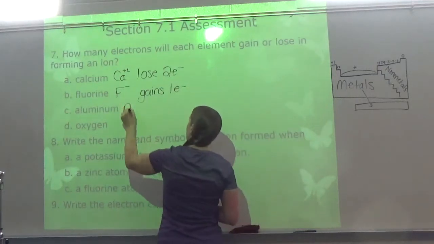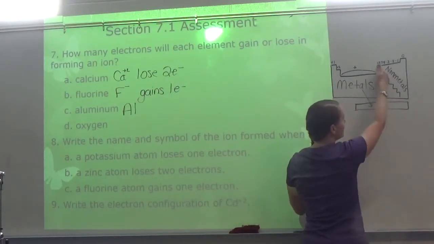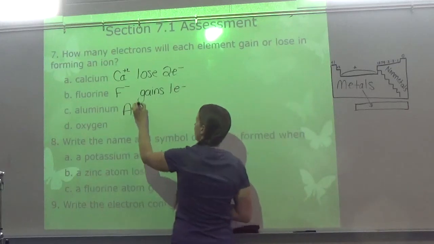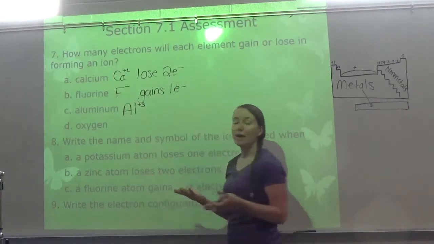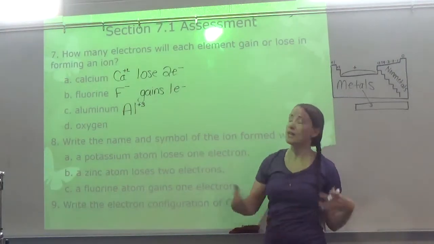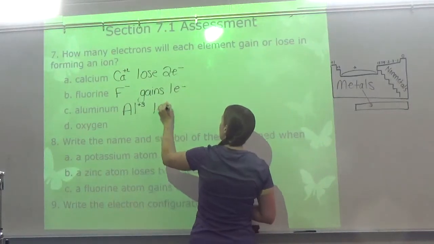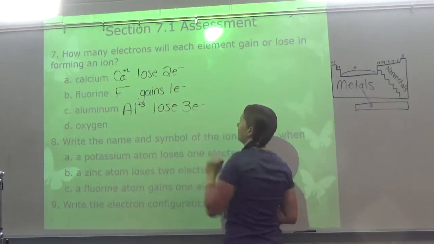Aluminum is Al on the periodic table. So when you look, it's in group 13, so it ends up having a positive 3 charge. So how does it do that? Well, to become positive, you have to get rid of some negatives. How many negatives? In this case, 3. So it must lose 3 electrons.